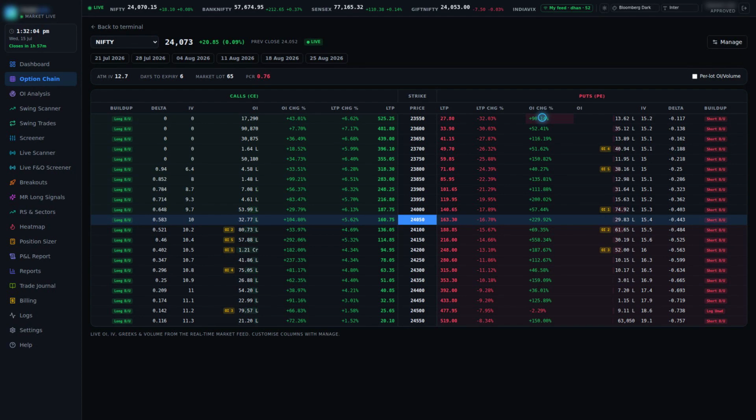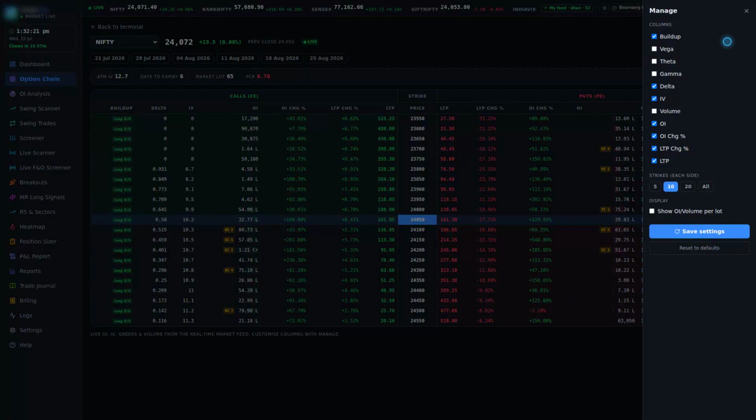Now the Manage button, top right. This is where you make the chain yours. I'll open it and you get two controls. Columns switch on exactly the data you care about: open interest, the change in OI, implied volatility, delta, the build-up label, volume, and hide the rest, so the screen isn't a wall of numbers. And strikes, how many strikes around the money to show? 5 for a tight view, 10, 15, or all for the full ladder. I'll set it to all, and the chain expands to every strike. Save it, and it's remembered next time. A clean chain you can read beats a complete one you can't.